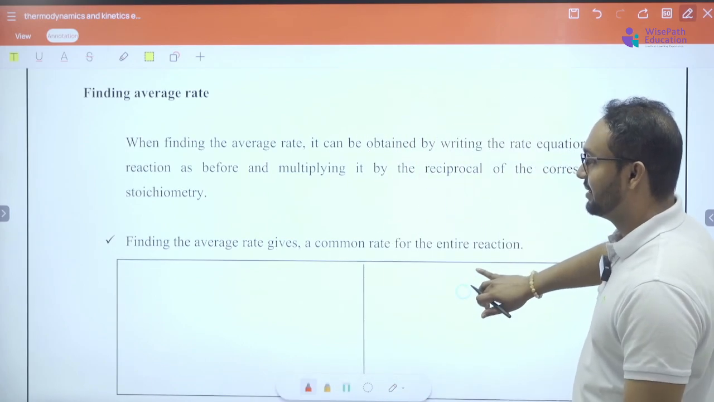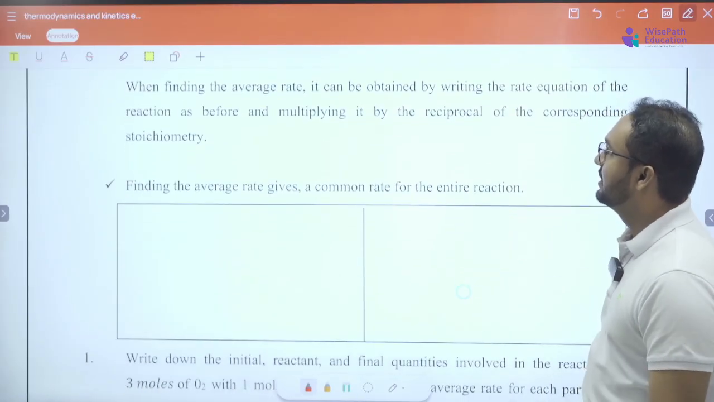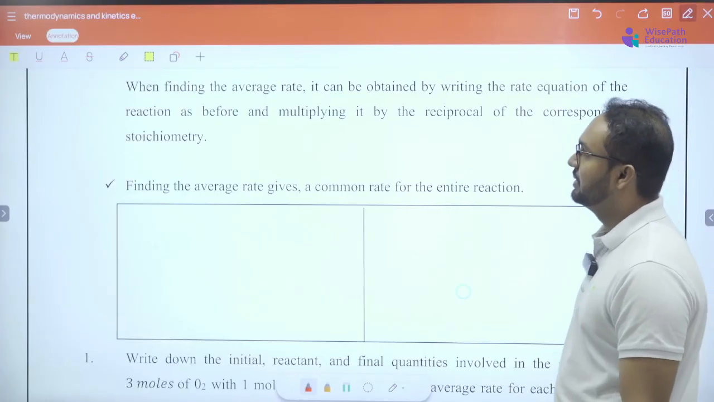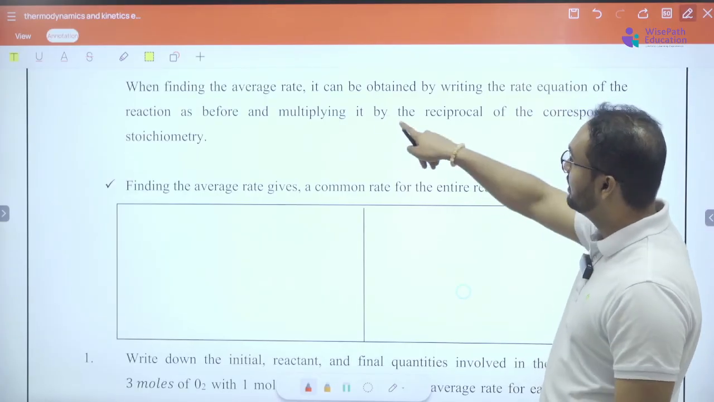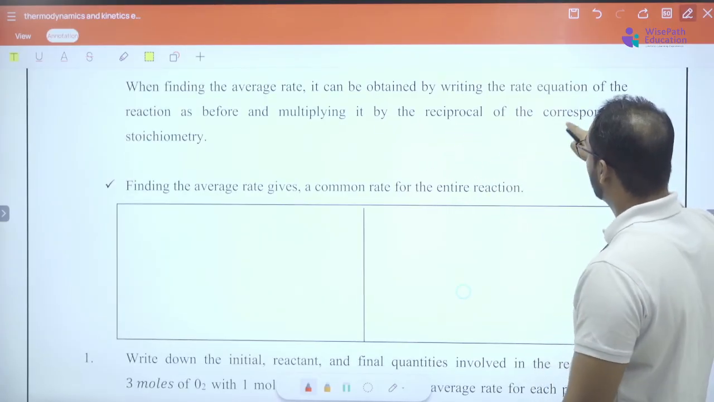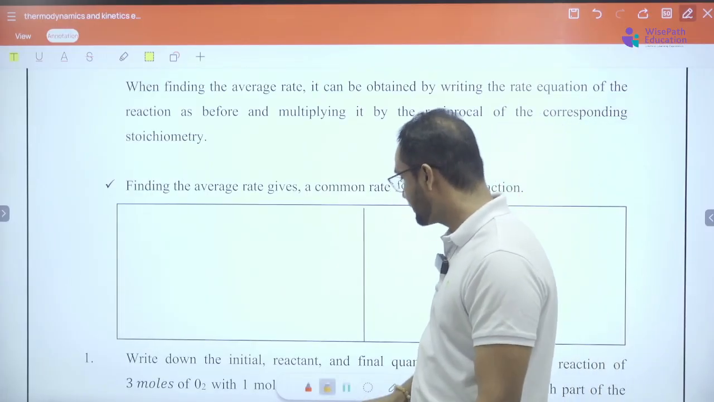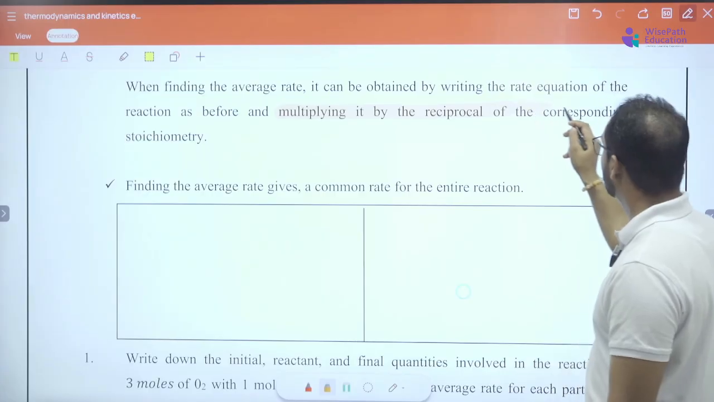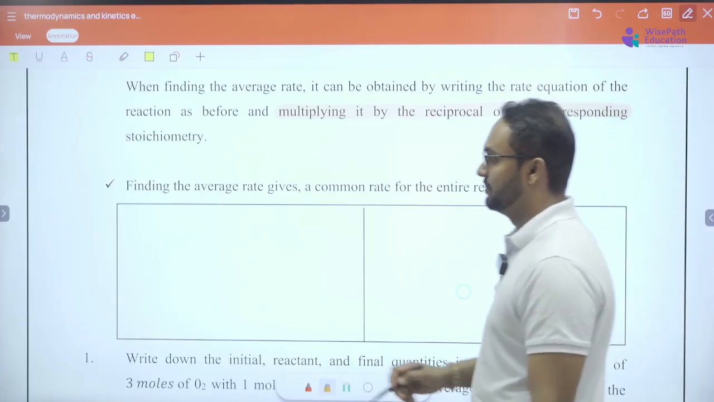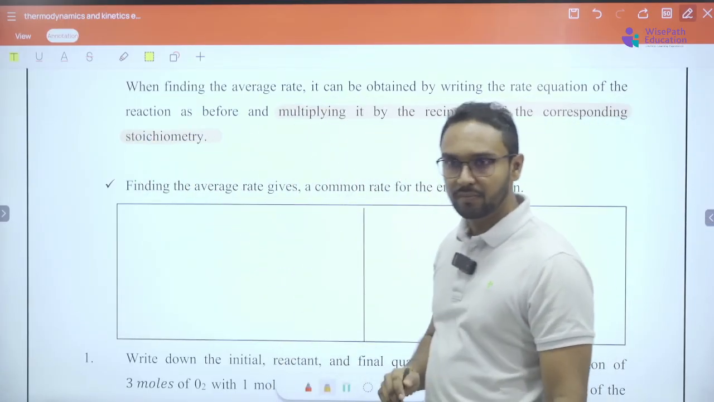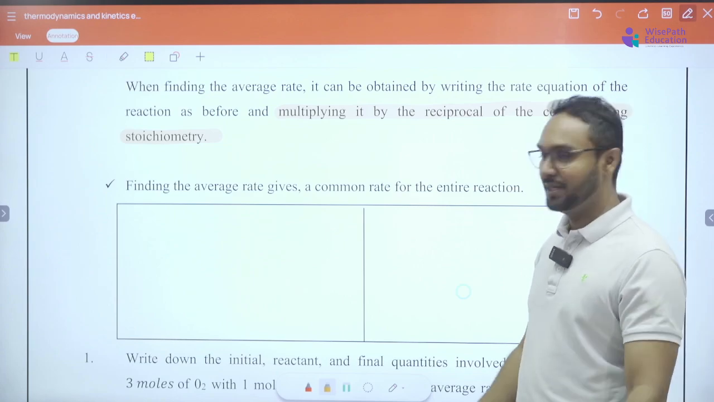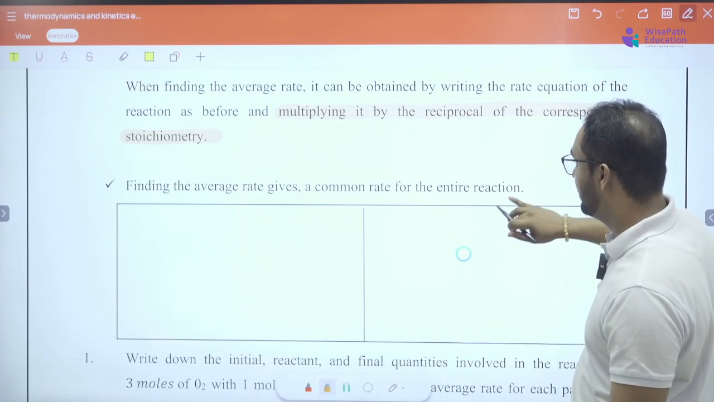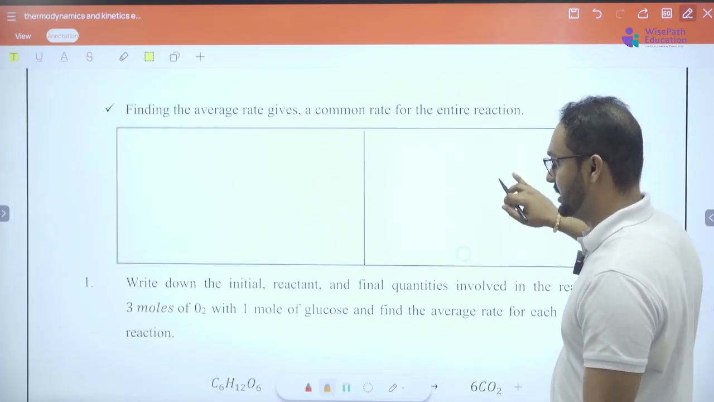Right. Finding average rate of reaction. When finding the average rate, it can be obtained by writing the rate equation of the reaction as before and multiplying it by the reciprocal of the corresponding stoichiometry, right? Multiplying it by the reciprocal of the corresponding stoichiometry. Get it? That's how you do it. Yeah, simple as that.